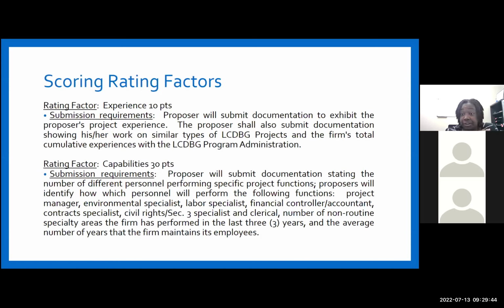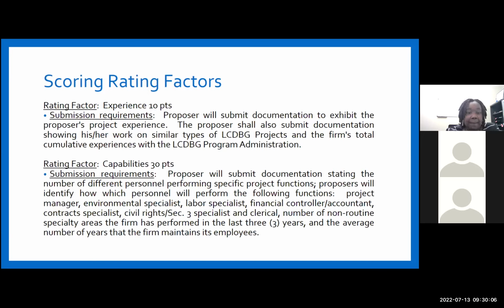So here are 2 of our scoring factors. We're going to use experience. Proposers will submit documentation to exhibit the proposer's project experience. The proposer shall also submit documentation showing his or her work on similar types of LCDBG projects and the firm's total cumulative experience with LCDBG program administration.